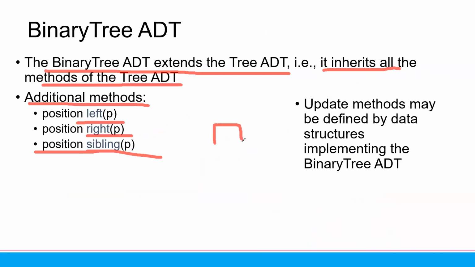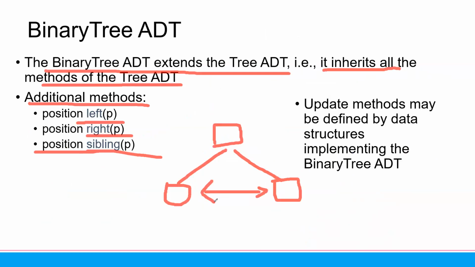If we have a node, we know this is the left, we know this is the right, and both of them are siblings. So update methods may be defined by the data structure implementing the binary tree ADT.